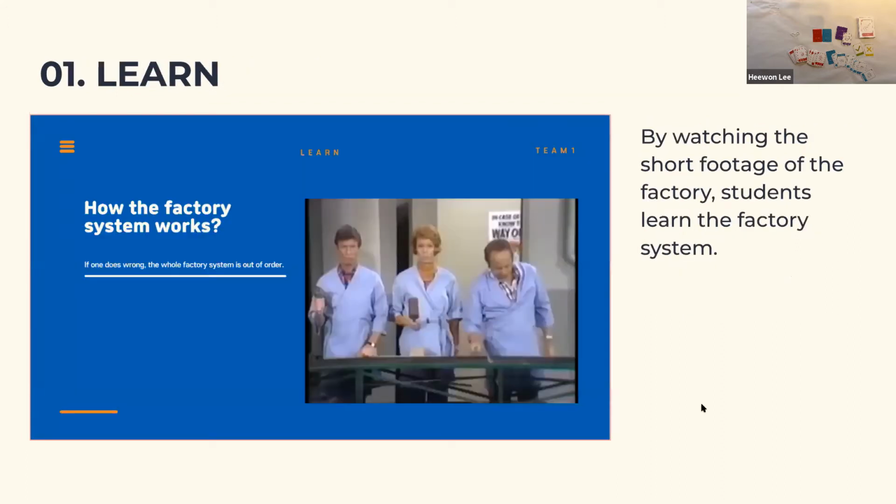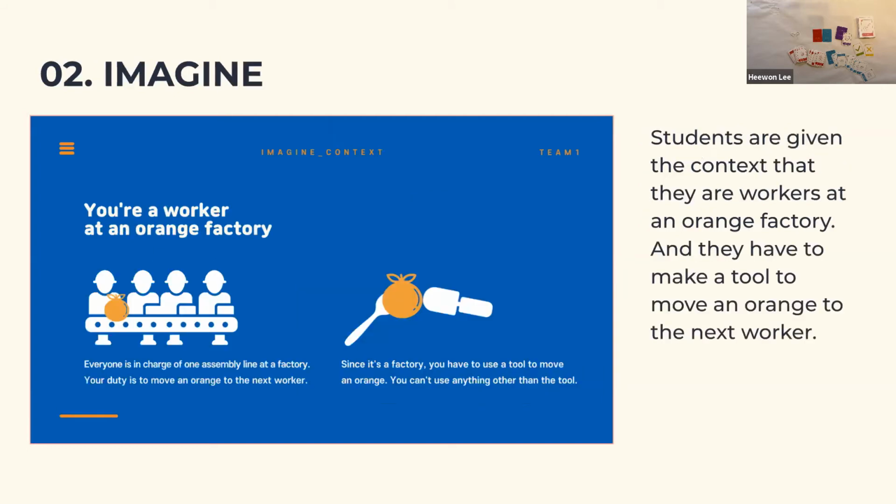Then in the learn stage, students are going to watch short footage of the factory, learn how the factory system works, and also learn that the factory system is team-based. In the imagine stage, students are given the context that they are workers at the orange factory, so they have to make a tool. Their duty is to make a tool to move an orange to the next person.